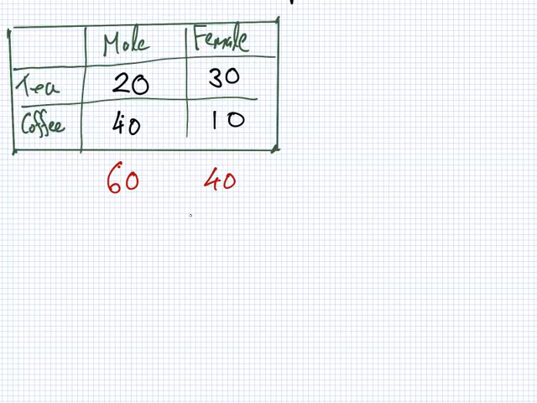Now, how many tea drinkers are there? 20 men drink tea and 30 women drink tea. So there's 50 tea drinkers. And here 40 men drink coffee and 10 women drink coffee. So there's 50. Now you notice if you add these two together, you get 100. And if you add these two together, you get 100 as well. That's not an accident. That should happen.